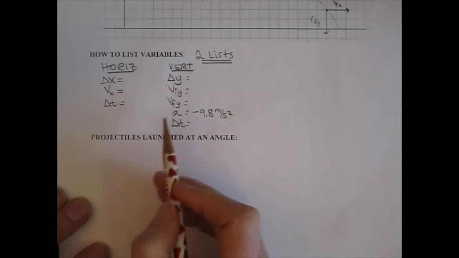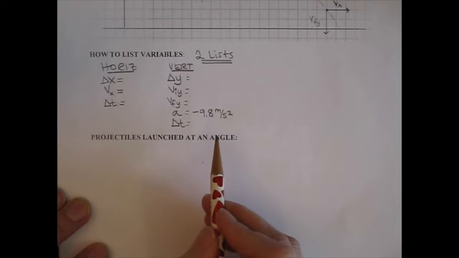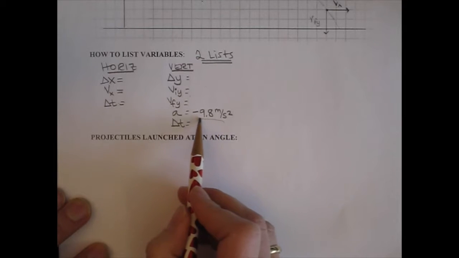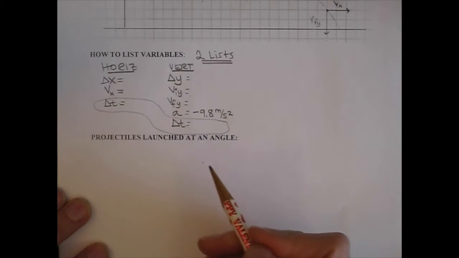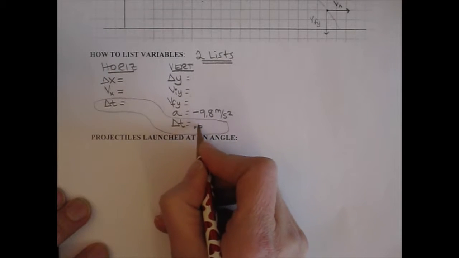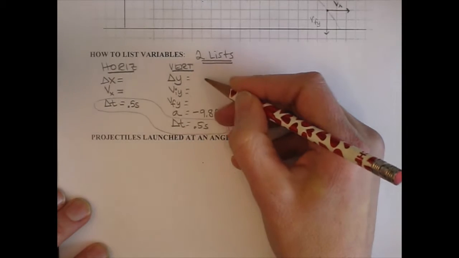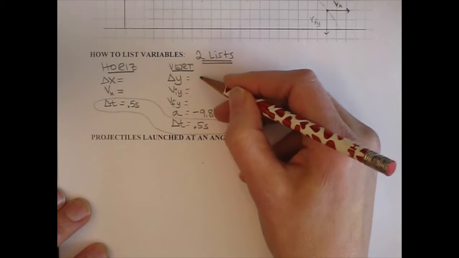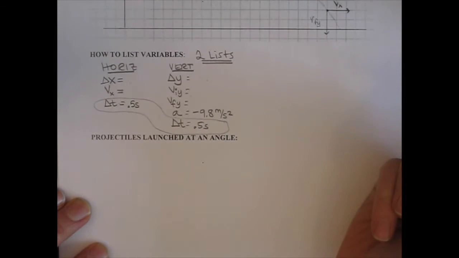The other thing to realize about these 2 lists is that for any moment in time that you're looking for information, the times here are the same. So if you're talking about 0.5 seconds, this would be 0.5 seconds and this would be 0.5 seconds. And then this would give you the vertical displacement at that time. This would give you the horizontal displacement at that time.